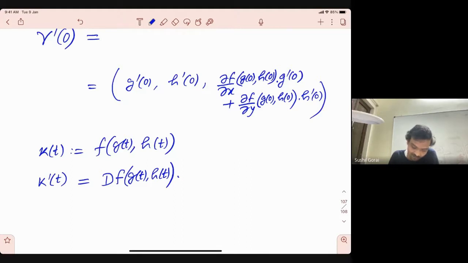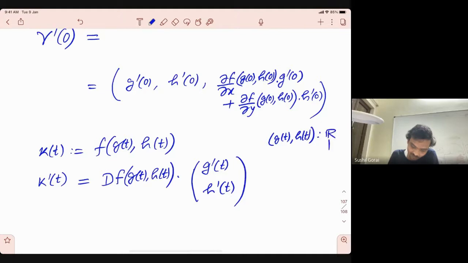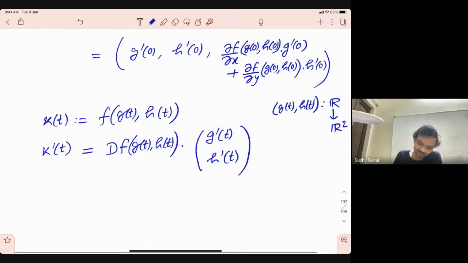So what will be the matrix representation here? It will be (g'(t), h'(t)), right? It will be a column vector. So this map (g(t), h(t)) is a map from R to R2, right? So the derivative of this one will be a 2 cross 1 matrix, right?